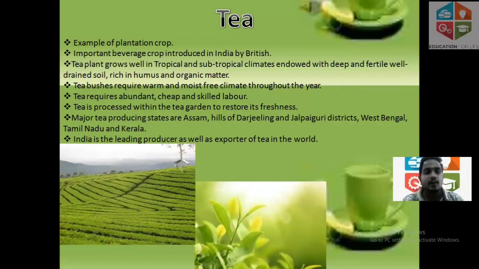Major tea growing states are Assam, Darjeeling in West Bengal, Tamil Nadu and Kerala, children. If you go to Ooty, Kodaikanal and Mudumalai forest, you can see these tea estates everywhere. India is the highest exporter of tea to the world. So these are all about tea, children.